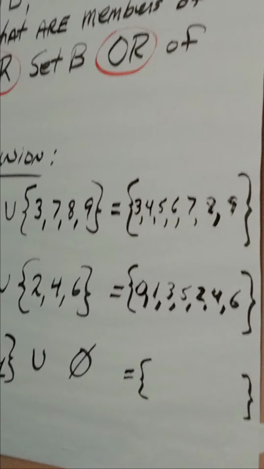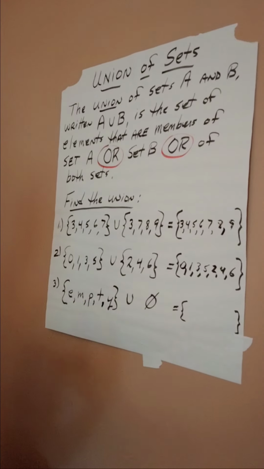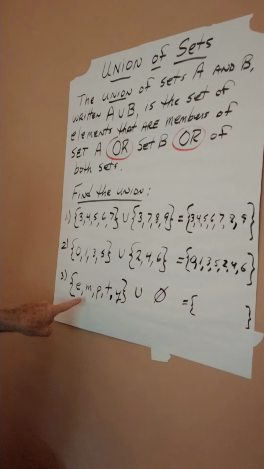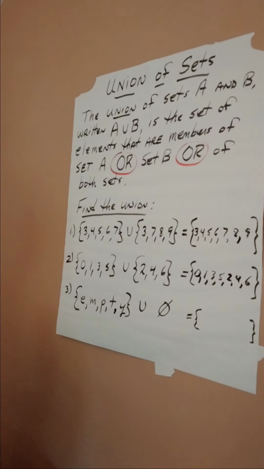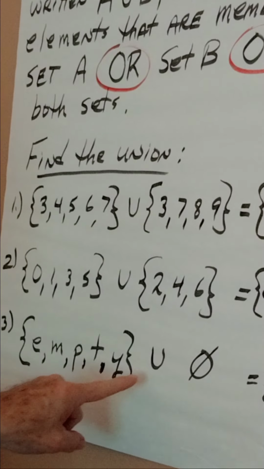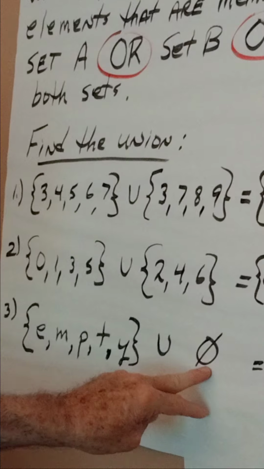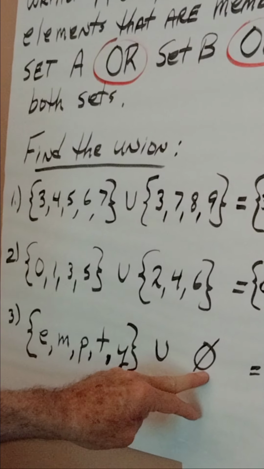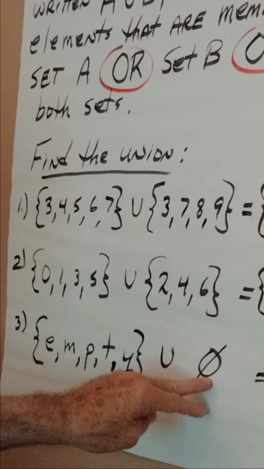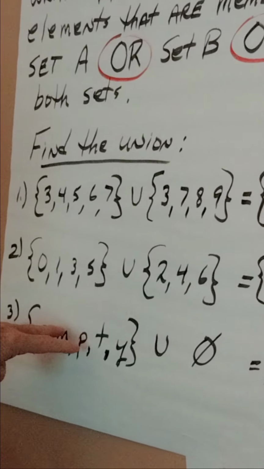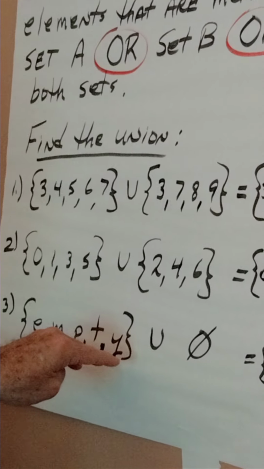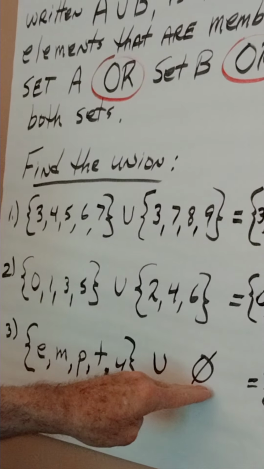In other words, folks, we're taking everything. We're not going to repeat an element, but we're going to take anything. The union of the set whose members are the letters that give us the word empty, and we're going to perform the union of that set with the set that does not have any members in it at all, the empty set.